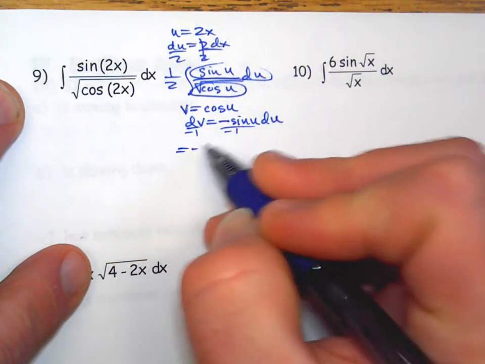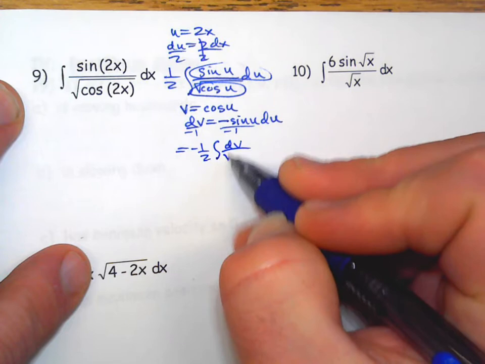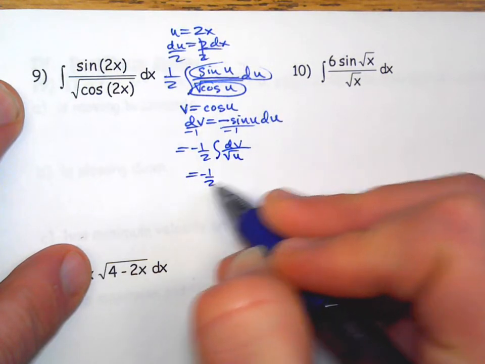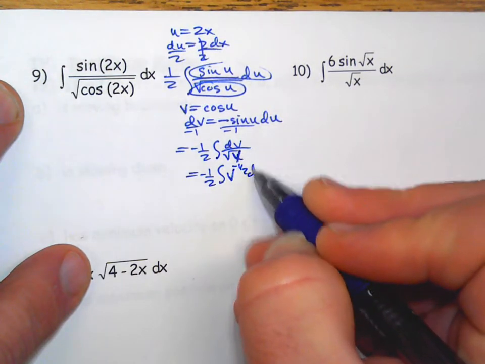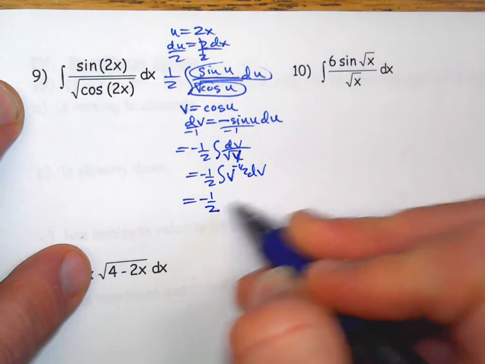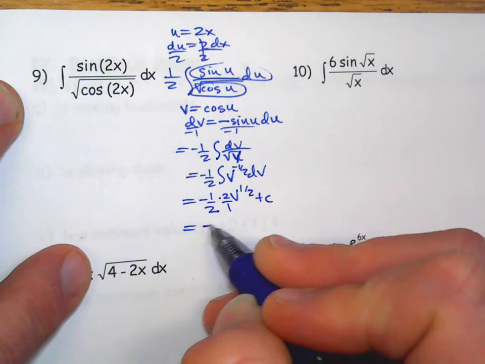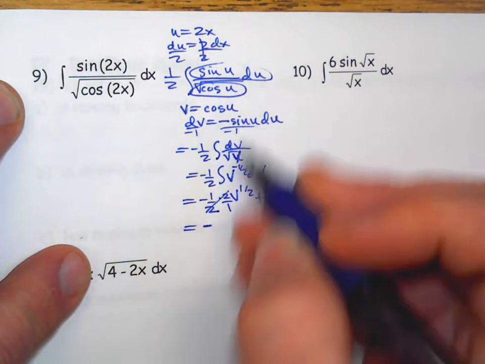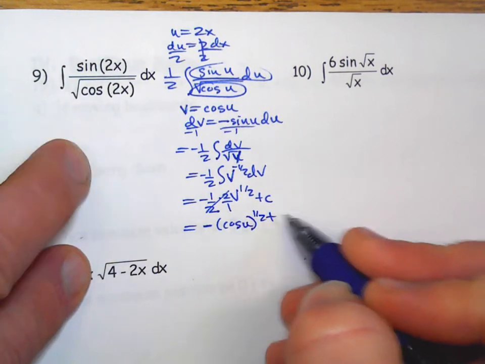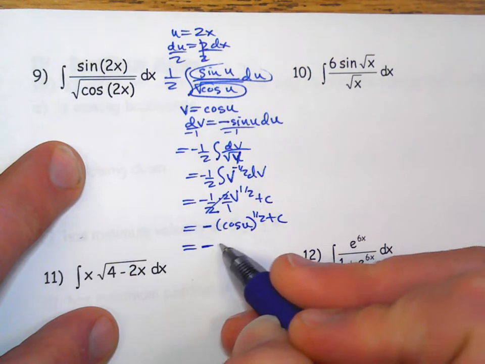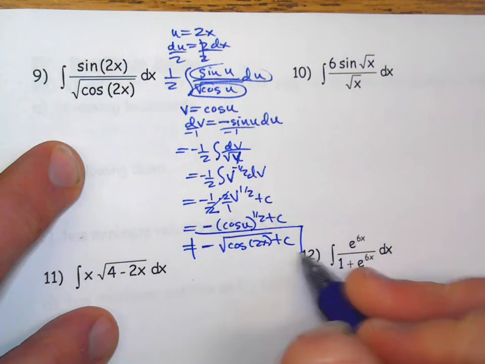So I rewrite this. It's now negative 1/2 dv over the square root of v, which is v to the negative 1/2, which is v to the positive 1/2 divided by the new exponent plus c. But then we got to rewrite v back into u, so that's going to be cosine of u to the 1/2. But then you got to change it all the way back to x, so it's negative square root of cosine of 2x plus c. So that's one way you could do this problem.